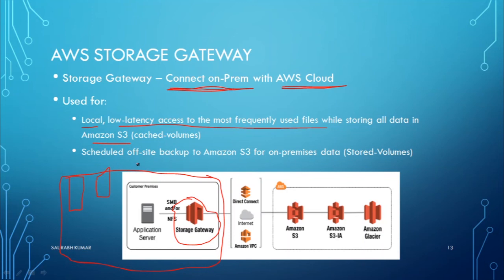Second is scheduled offsite backup to Amazon S3 for on-premises data stored volume. So if you want a scheduled offsite backup, that means taking a backup from your on-premises data and keeping it offsite, keeping it on the Amazon cloud.